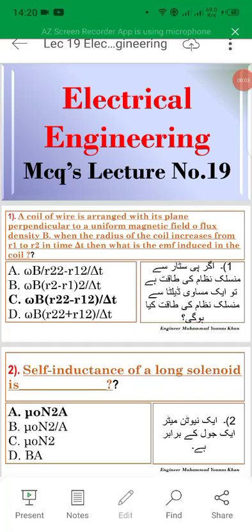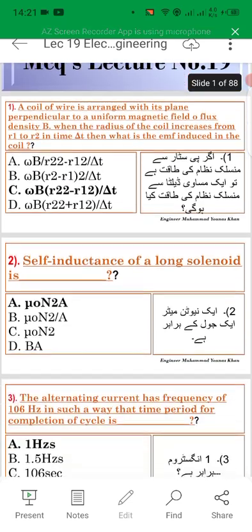A coil of wire is arranged with its plane perpendicular to a uniform magnetic field flux density B. When the radius of the coil increases from R1 to R2 in time delta t, then what is the EMF induced in the coil? Pi B into (R2^2 minus R1^2) divided by delta t.